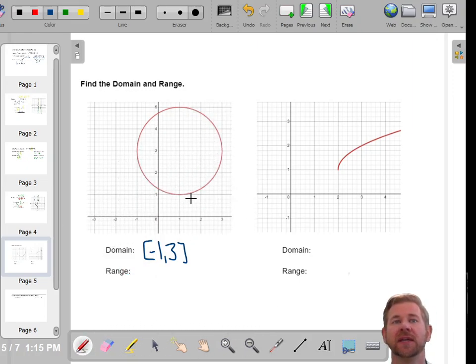The range is similar idea, but we're going up and down now. So the smallest y value is 1, and the biggest y value is 5, so 1 to 5, and we use brackets.